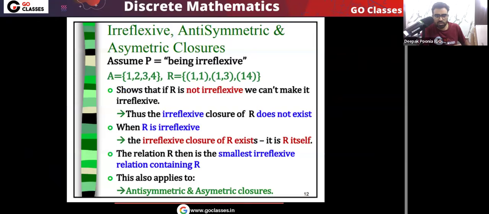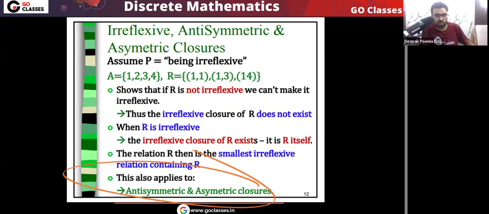So whatever I told you is written here. You can see this slide I have taken from a standard resource, a standard university. You can see irreflexive closure, anti-symmetric closure, asymmetric closure. The same concept basically applies to all these three. If the relation is already irreflexive, then the irreflexive closure will exist, and that is R itself. If the given relation is not irreflexive, then the irreflexive closure does not exist.